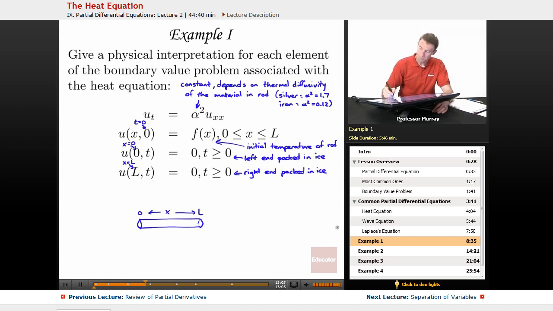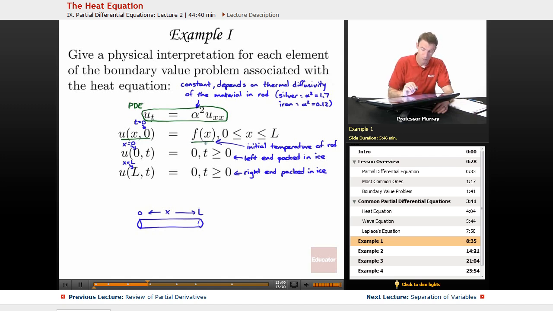So let me recap there. What we said was u_t is equal to alpha squared u_xx. That's the partial differential equation, and the only thing that ever changes there is the alpha squared, and even that never changes very much because it's always a constant. It just depends on the material that your rod is made out of. The u of x,0 means you plugged in t equals 0, so you're looking at the initial temperature of the rod. Again, this would all be given to you.